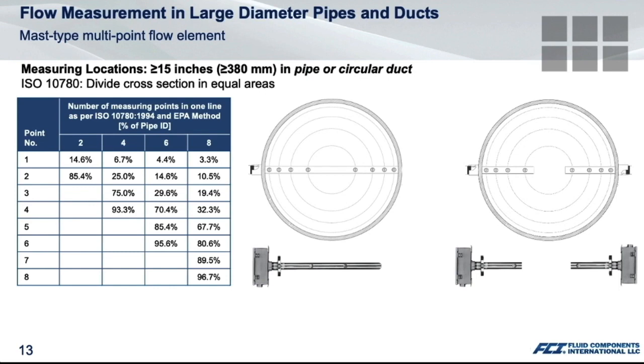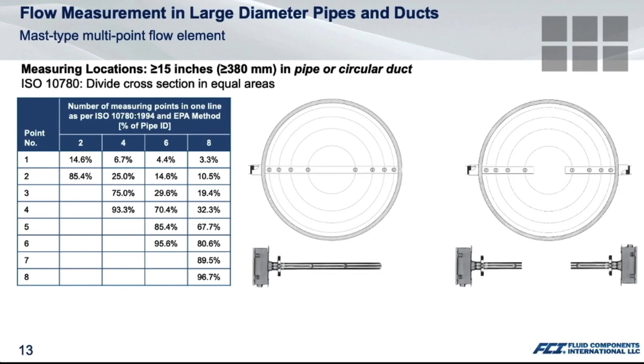But let's take a look at this chart. Going across the top, we have a 2-point, 4-point, 6-point, and 8-point. Each of those points, if we use the equal area ISO 10780 guideline on a 2-point system, the first point is located at 14.6% inside from the wall of the pipe. The second point is across the pipe all the way to 85.4% across. And this provides an equal area within that pipe.